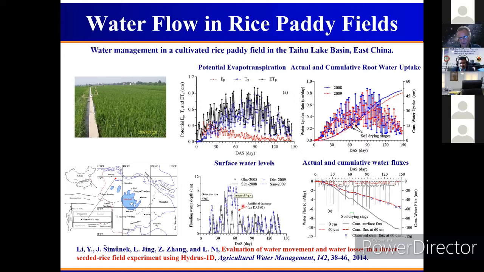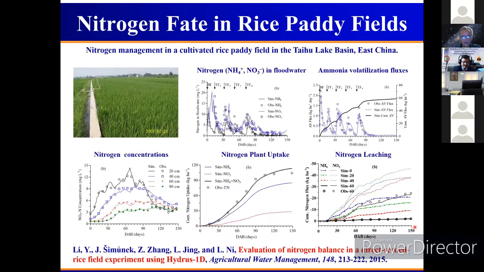In these slides, you can see various measured data such as surface water levels, measured and simulated. You can see actual and potential transpiration fluxes measured. And you can also see the leaching or recharge of water, both simulated and measured.